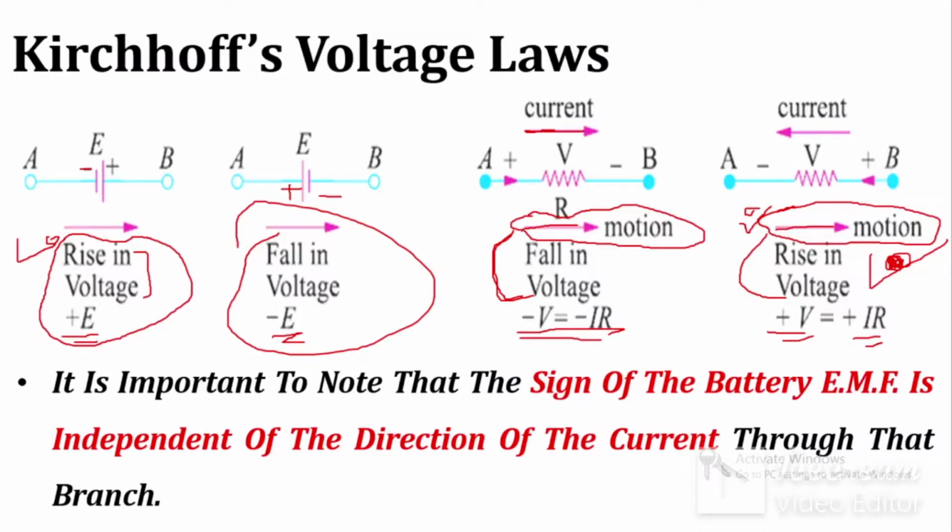If the reference direction is plus to minus, then it is known as a fall in voltage. If the reference direction is minus to plus, then it is known as a rise in voltage.